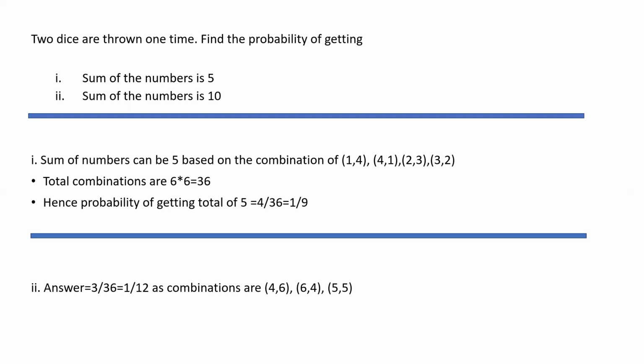Next is the sum of the numbers is 10. 10 can come only when the combinations are 4,6, or 6,4, or 5,5. So it is 3 by 36, that is 1 by 12.